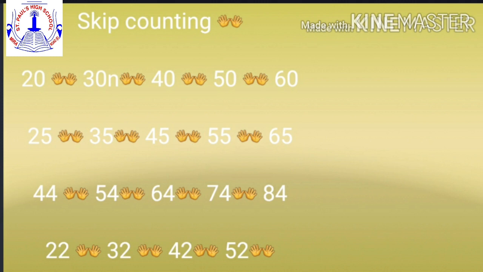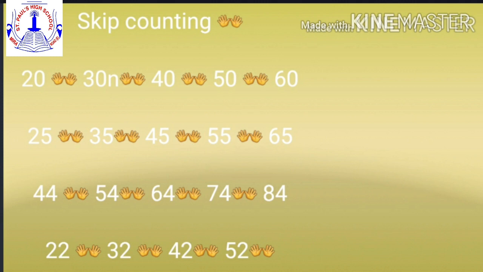Then after 40 again in skip counting 10 which number will come as your answer? 50. Why 50? Because after 4, 5 comes, and 5 you are going to write in tens place, and 0 you will write in ones place as it is. So your number will become 50. Then after 50 which number will come? Yes, 60. Same way, children, 0 in ones place as it is you have to write, and after 5, 6 comes, so 6 you will write in tens place, and your number will become 60.